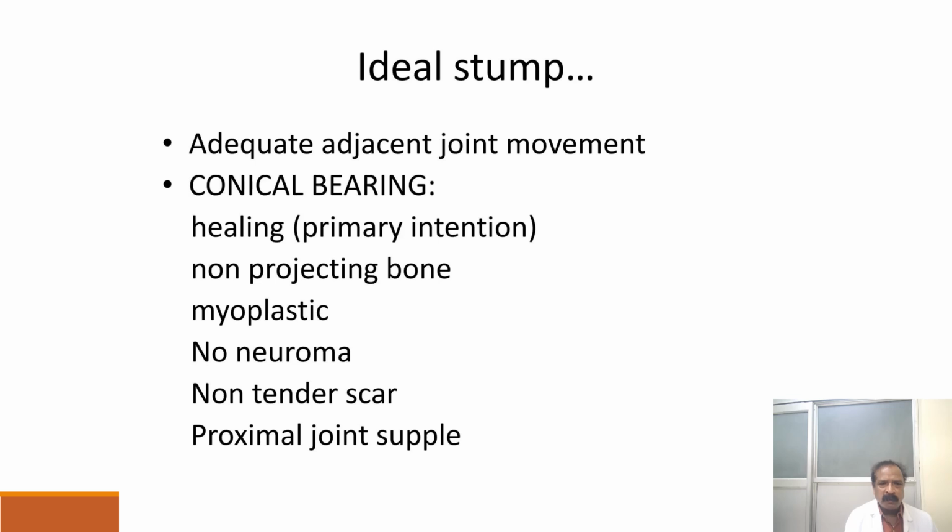So stumps should be conical. They should heal by primary intention. There should not be any projecting bone, a myoplastic. Both the agonist and antagonist muscles should be tied to each other with proper tension, otherwise there will be deformity. No neuroma, no tender scar, and proximal joints should be supple. So these are the criteria for an adequate stump.